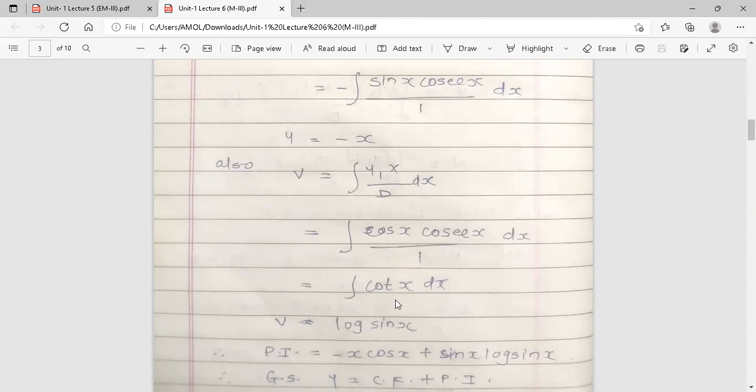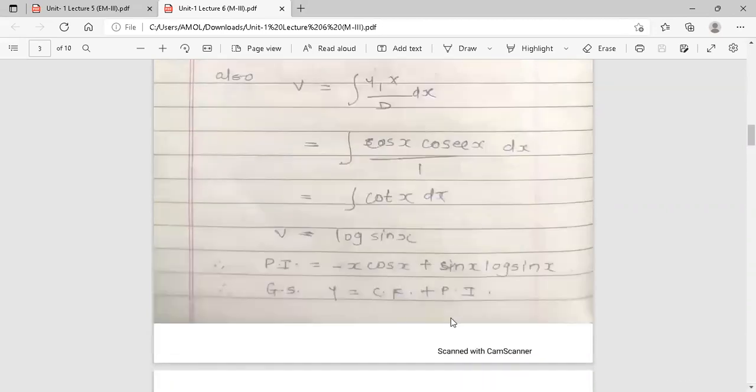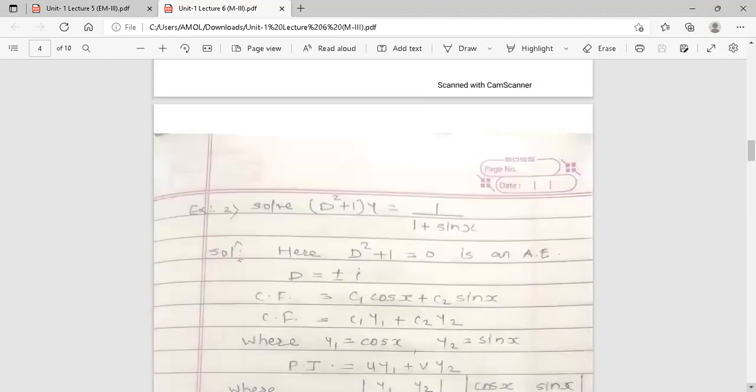And so the integration of cot x is log of sin x, so the value of v is log of sin x. So what is yp? yp is equal to u y1 plus v y2. u is minus x, y1 is cos x, plus v, which is log of sin x, into y2, which is sin x. And so the general solution is y is equal to yc plus yp. Write down the general solution.